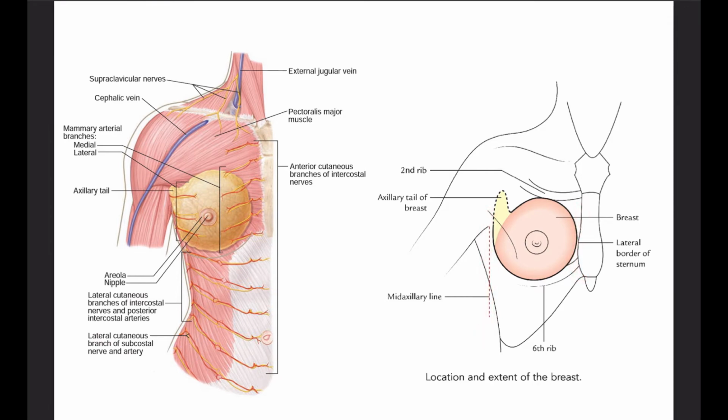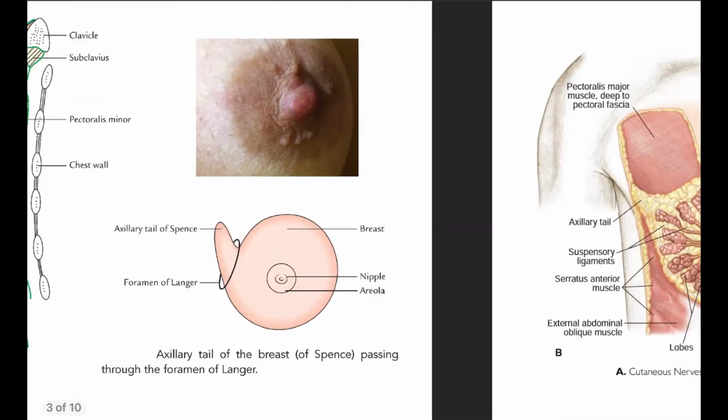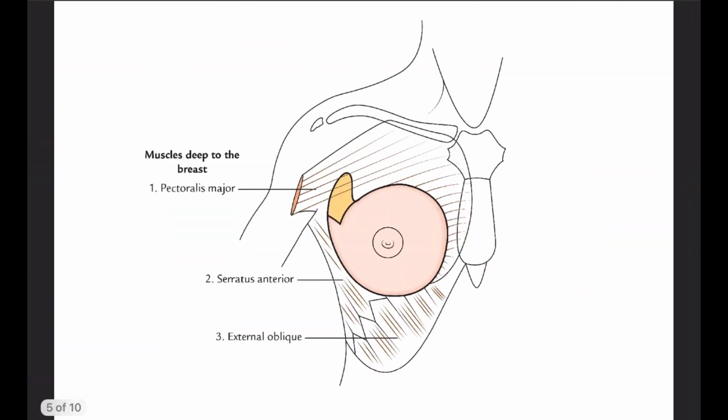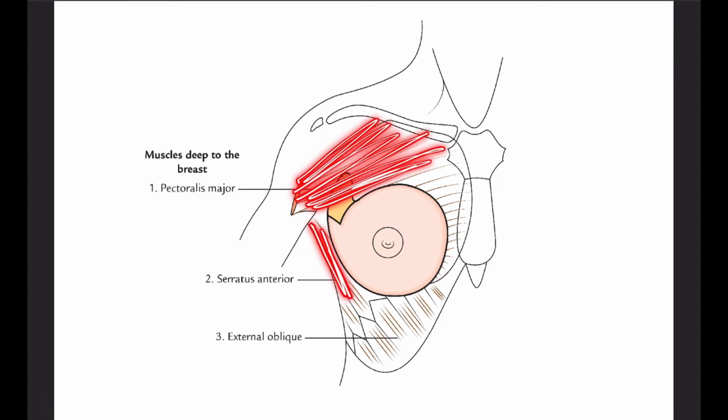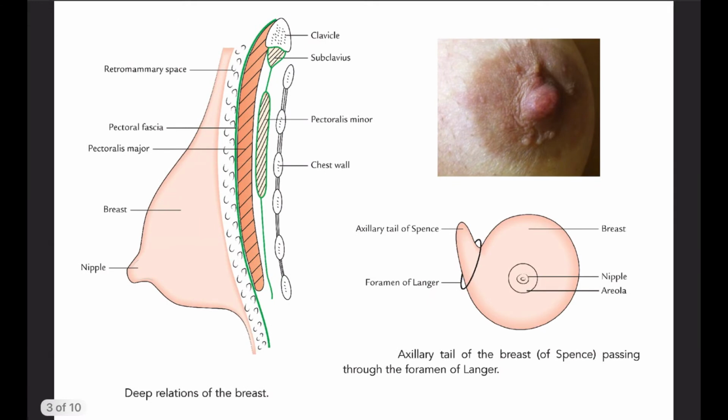So the deep aspect of the breast is related to the pectoral fascia, that is the deep fascia, and three muscles: pectoralis major muscle, serratus anterior muscle and external oblique muscle. And you can see this one is the pectoralis muscle, the chest muscle; the serratus anterior muscle, that is above the ribs, rib bone; and the external oblique muscle, the abdomen muscle. The pectoral fascia, that is the deep fascia, covers the anterior part of the pectoralis. This is the pectoralis major muscle.